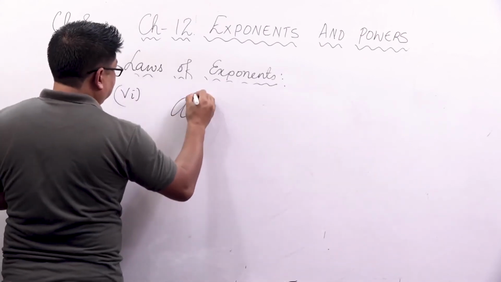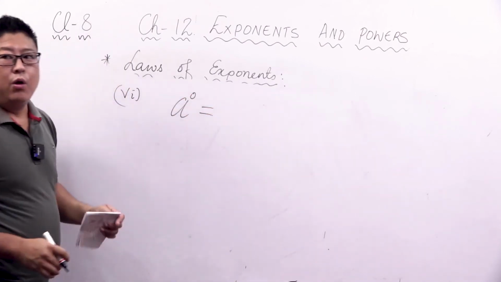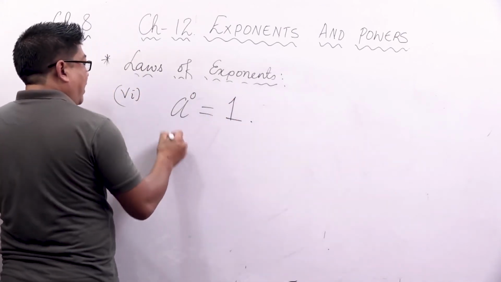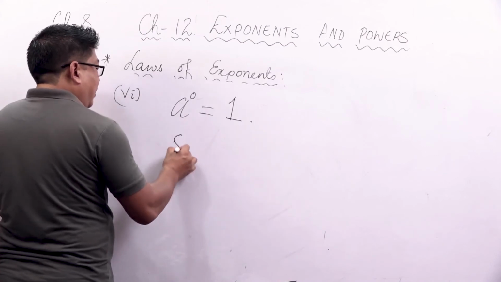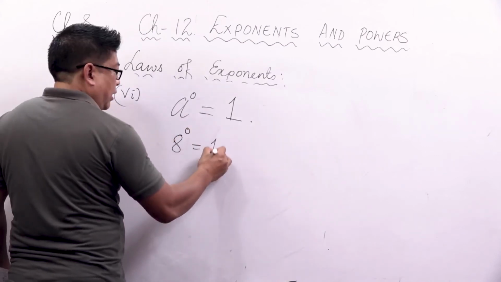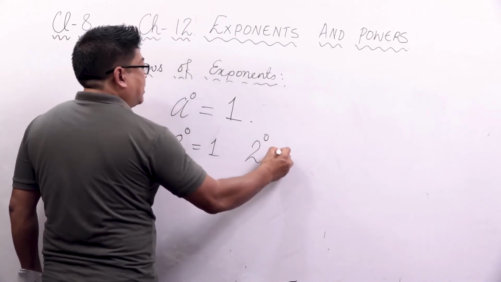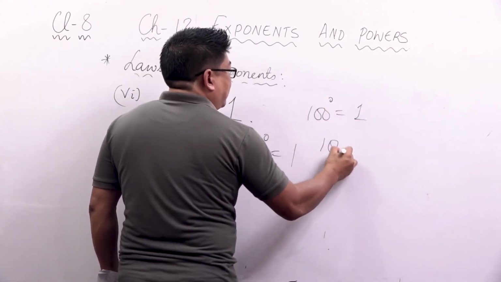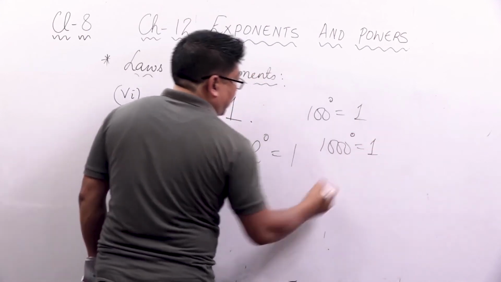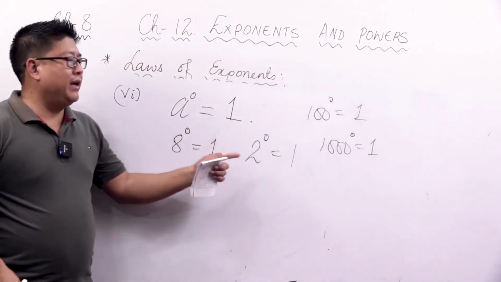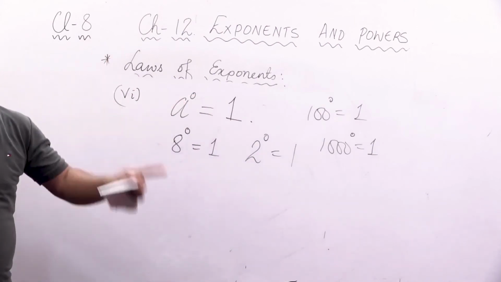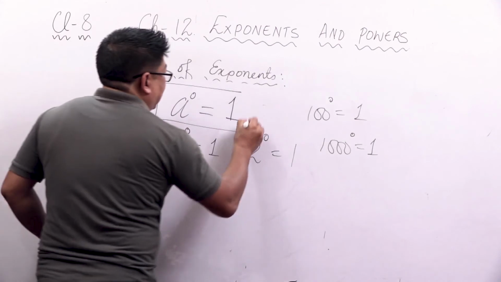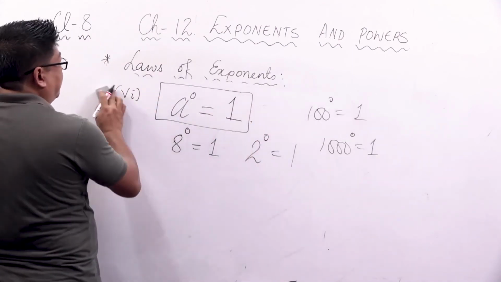So we have a condition, a to the power 0. When the exponent is 0, your answer will always be 1. For example, you have here 8 and the exponent is 0. It will always be 1. If you have 2 to the power 0, it's 1. 100 to the power 0, still 1. 1000 to the power 0, still 1. Okay? So whatever the number be, if the exponent is 0, it is always equal to 1. Okay? So this is the sixth law that we have studied today.